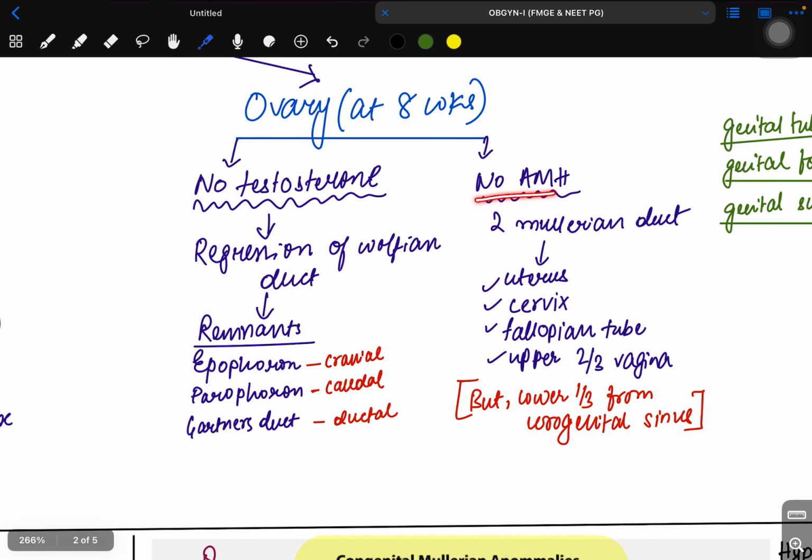There will be no anti-Mullerian hormone released, therefore the two Mullerian ducts will remain and they will give rise to the uterus, the cervix, the fallopian tubes, and the upper two-thirds of the vagina. But the lower one-third of the vagina arises from the urogenital sinus, not from the Mullerian duct. So that's an important thing.